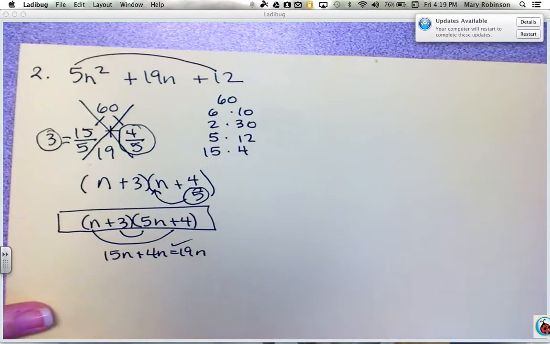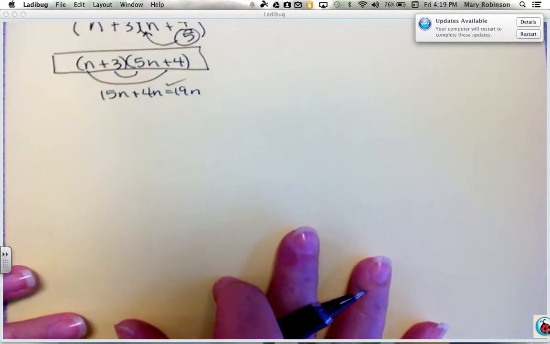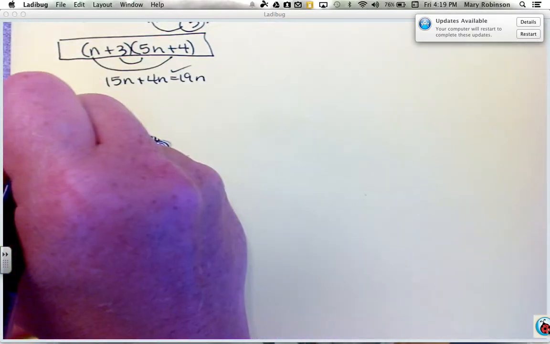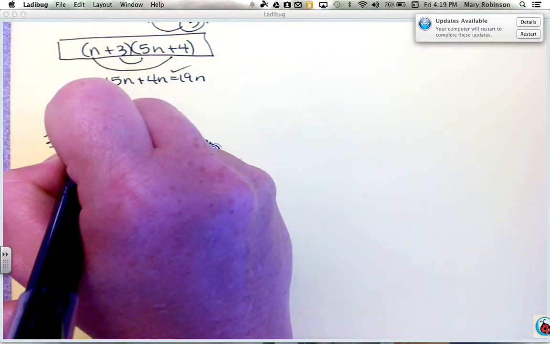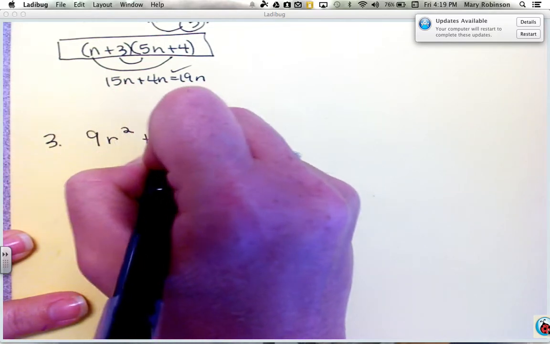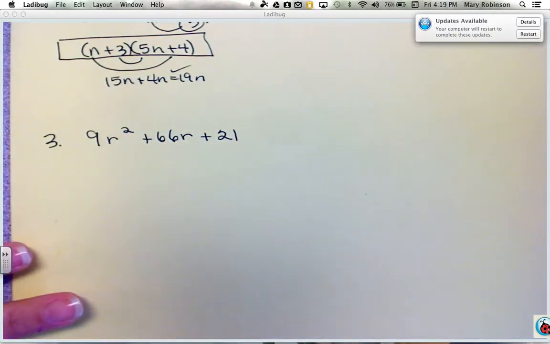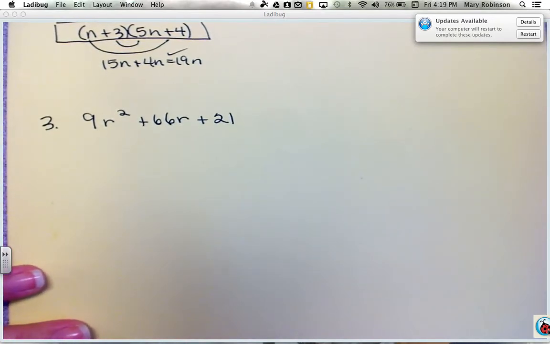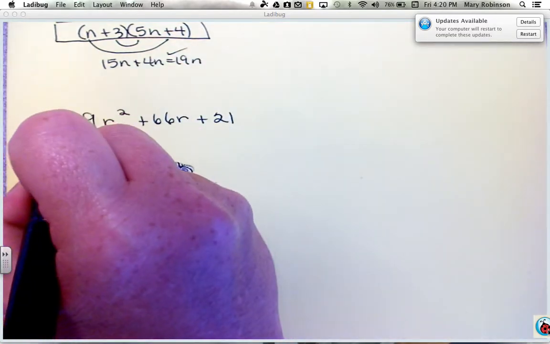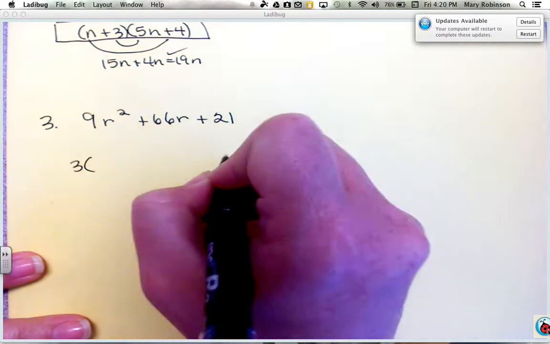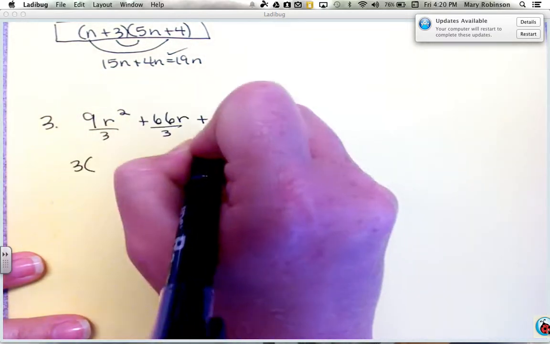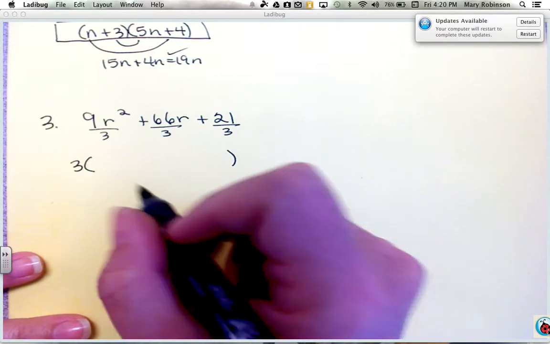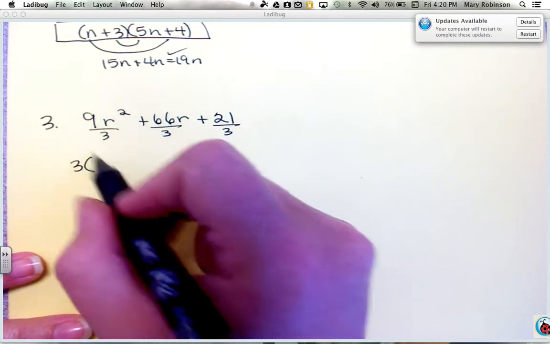The next one I want to show you is one where you would factor out a GCF first. So let's consider this problem here. If I take a look at this one, I notice that 9, 66, and 21 all seem to have a common factor. In fact, they are all multiples of the number 3. So if I put a 3 outside, then on the inside, I'll put the quotient after dividing out the 3.